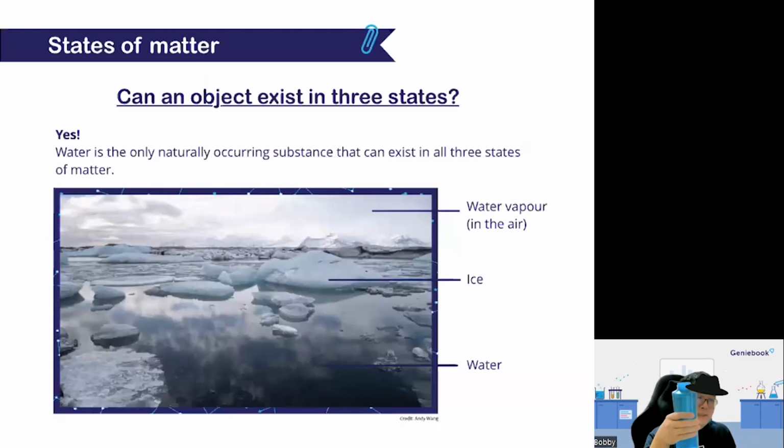Basically it exists in the liquid state. It exists in the air in the form of water vapor, which you will actually learn in the future. And it also exists in the form of ice. It can be ice cubes, snow, glaciers, this kind of ice.